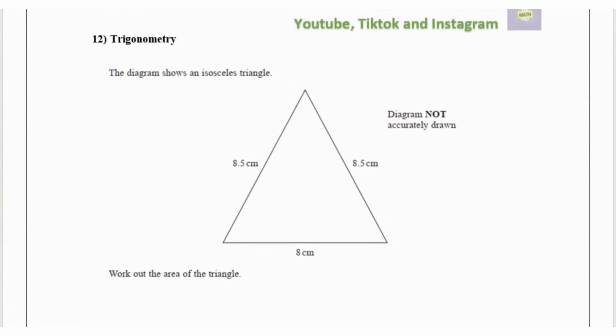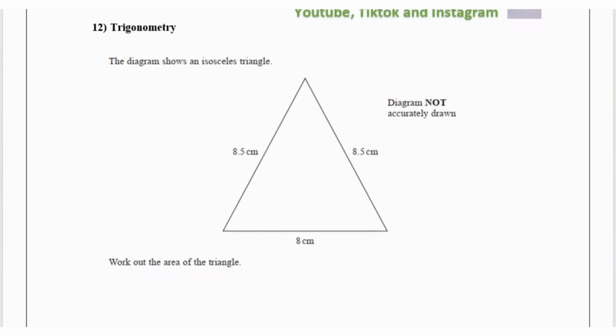Then since the diagram shows an isosceles triangle, work out the area of the triangle. So for the area of the triangle, we need the height because right now they've only given us the base. There are 2 ways of solving this question. One way is that we can use SOHCAHTOA and Pythagoras to find the height, and then use that to find the area of the triangle. And the alternate way is that we can use the cosine rule to find this angle, and then use the sine formula for area to find the area of the triangle. Whichever way you're comfortable with, you can solve it. I'll show you both ways.